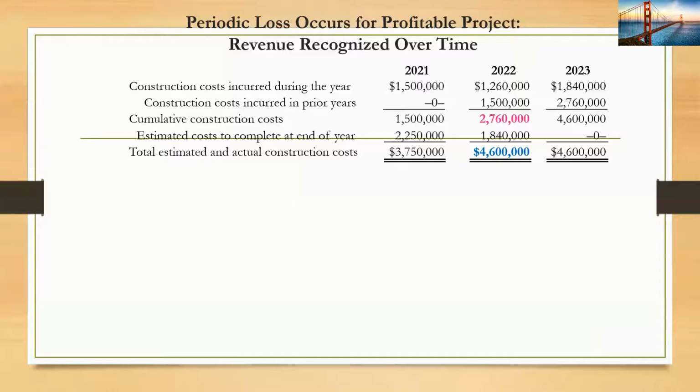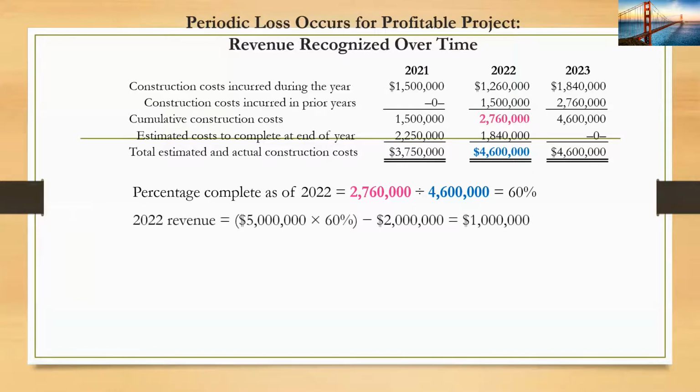Now, at the end of 2022, the company now forecasts a total profit of $400,000. That's the $5 million minus the $4.6 million on the project. And at that time, the project is estimated to be 60% complete. That's the $2,760,000 divided by the $4,600,000, which will give you the 60%. And then you see that the 2022 revenue equals the $5 million times the 60% minus the $2 million, which equals $1 million.